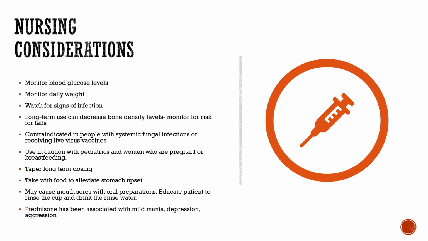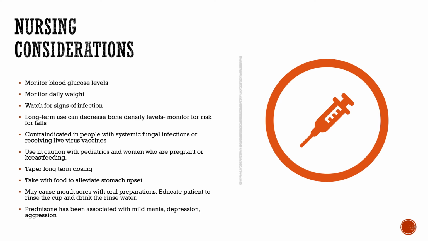Corticosteroids are contraindicated in people with systemic fungal infections or those that are receiving live virus vaccines, and that just makes sense, right? If we have suppressed their immune system, they would not be able to fight that off. We use it with caution with pediatrics and women who are pregnant or breastfeeding. It's not a black box warning there, but it's one of those scenarios where it's which is the greater evil. If we can get away without using it, it's better not to, but if it's for the better good, then they will do it and monitor very closely.